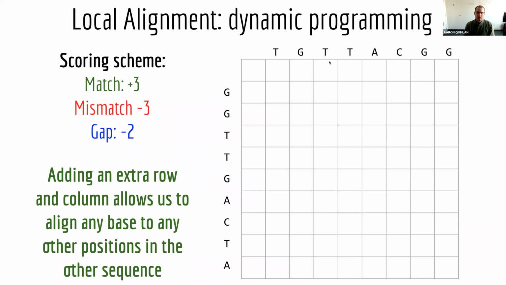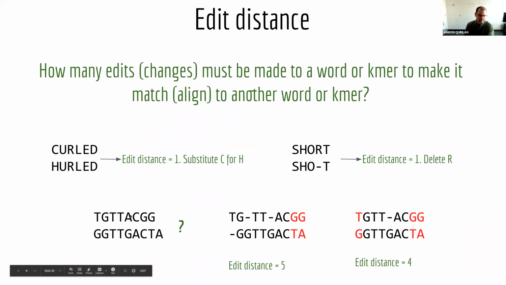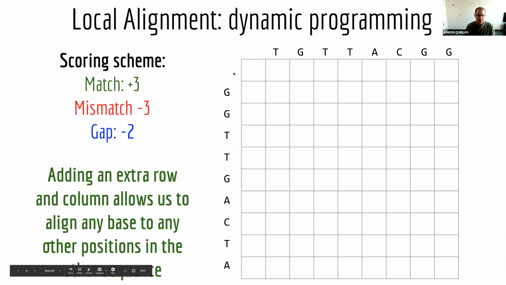So what we do is we take the two sequences in question. So we're going back to these two sequences here, and we place them on two axes of a matrix. Okay. And what we do is we insert an extra row and column. So that's this offset here. And that's basically so we can follow the algorithm that Smith and Waterman outlined. Before we get into the details, the reason for adding this extra row and column is so that we can align any base in one sequence to any of the other positions in the other sequence.